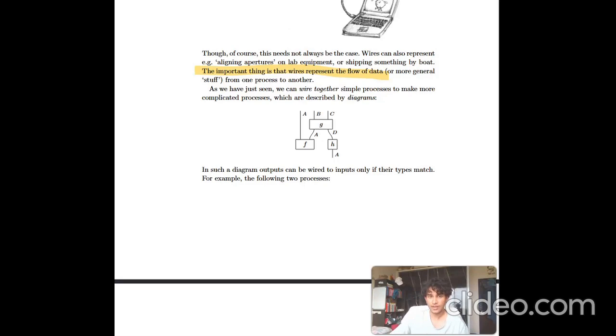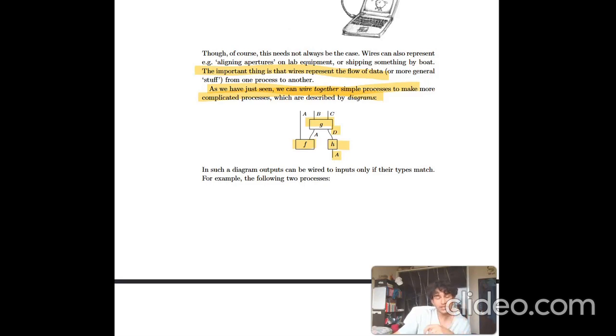So as we've just seen, we can put together different very simple processes to make an overarching bigger process. So what happens over here, we have, say, F, G and H as our different processes, right? So H has input A and output D.